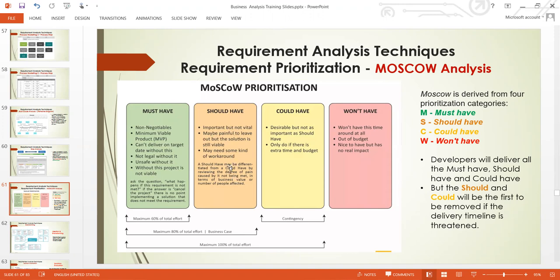But if we don't have it, yes, it's going to be painful, but we can still continue with our Flutterwave and Paystack payment gateway and still be doing our business. So this is how you can actually do your requirements prioritization before you start your project.